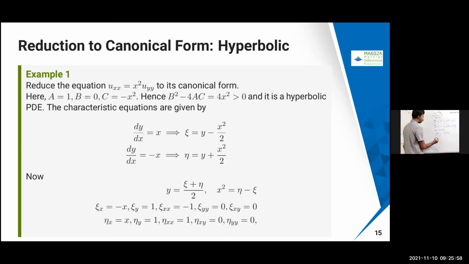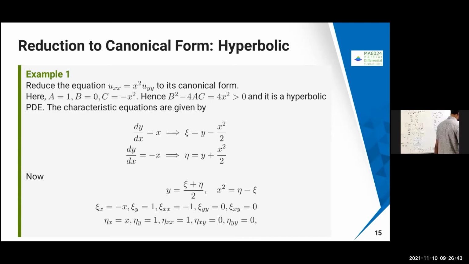Now, apart from that, let me calculate chi x. Chi x is going to become minus 2x by 2, therefore it is minus x, and chi y is going to become 1. So chi xx is going to become minus 1. Chi yy is going to become 0. Chi xy is going to become 0. In the same way, eta x is going to become x. Eta y is going to become 1. Eta xx is going to become 1. Eta yy is going to become 0. Eta xy is going to become 0.